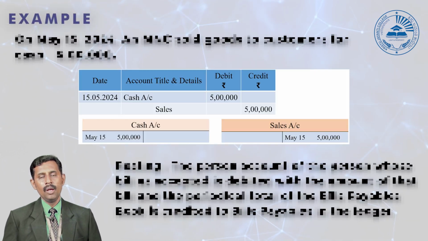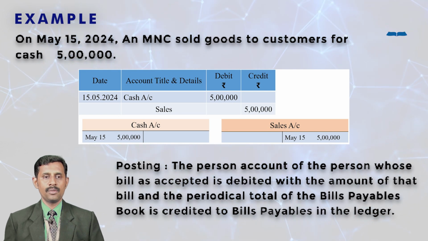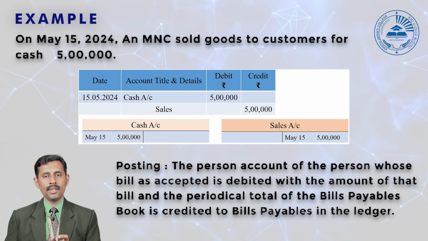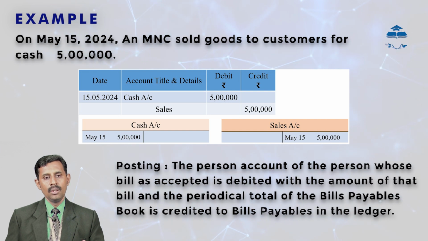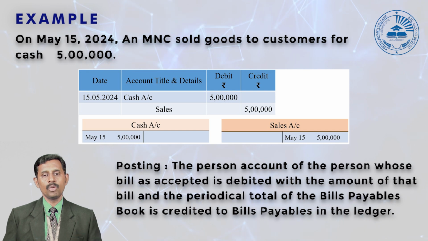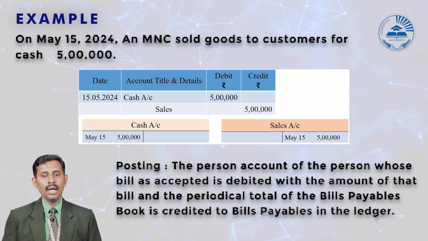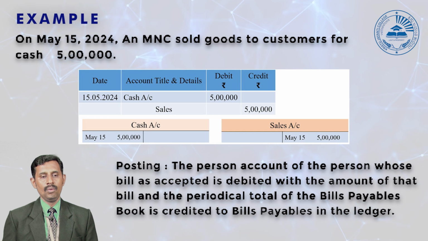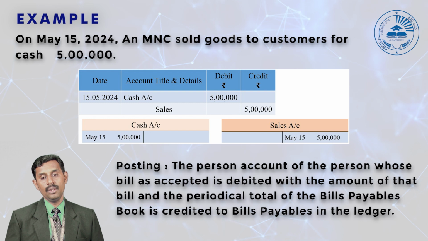Let's see one example. On May 15, 2024, an MNC sold goods to customers for cash, rupees 5 lakhs. So how will the journal entry be? Date, account and title, debit, credit. 15/5/2024: cash account debit 5 lakhs, sales credit 5 lakhs. Since cash came in, we debit cash with 5 lakhs, and the sales amount is credited. In the cash account, on May 15th it is 5 lakhs. In the sales account, on the other side it will show as an amount.